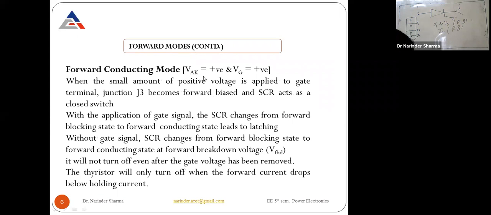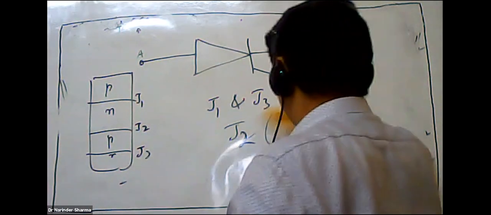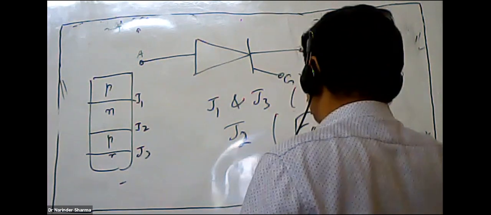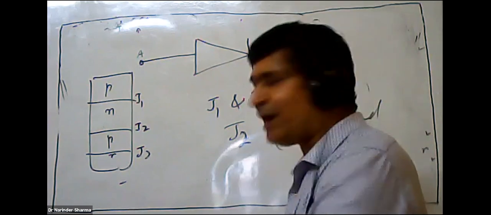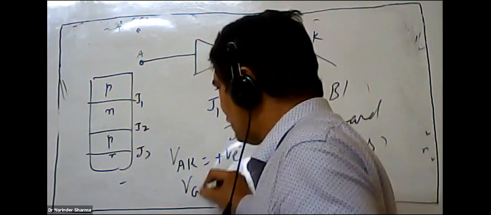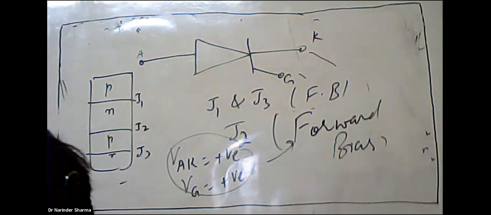Forward conducting mode. For this, the anode to cathode voltage should be positive and the gate voltage should be positive. At that time J2 becomes forward biased. J1 and J3 are already forward biased. When the anode to cathode voltage is positive and the gate voltage is positive, J2 will also become forward biased, and then this mode will occur.